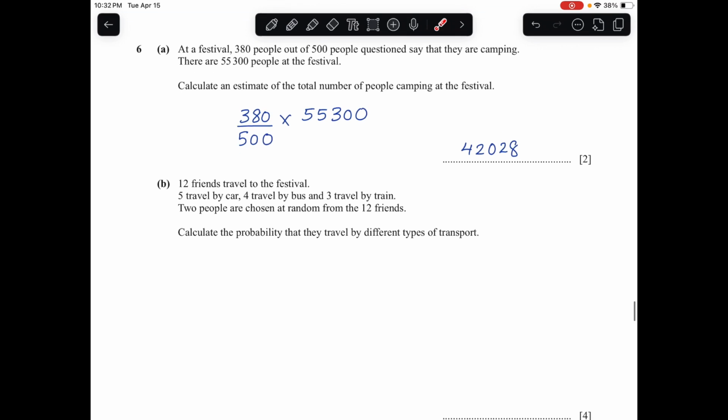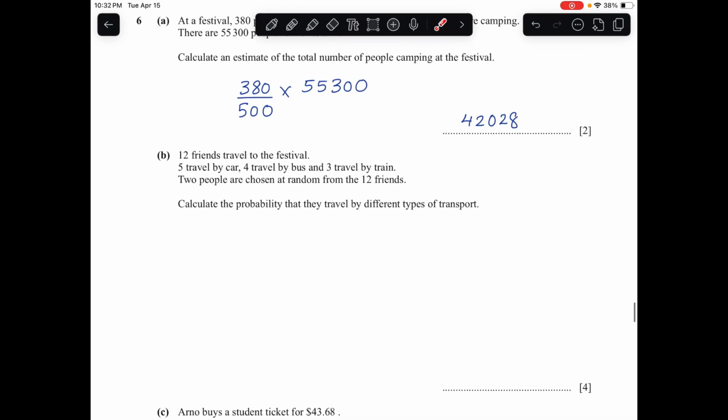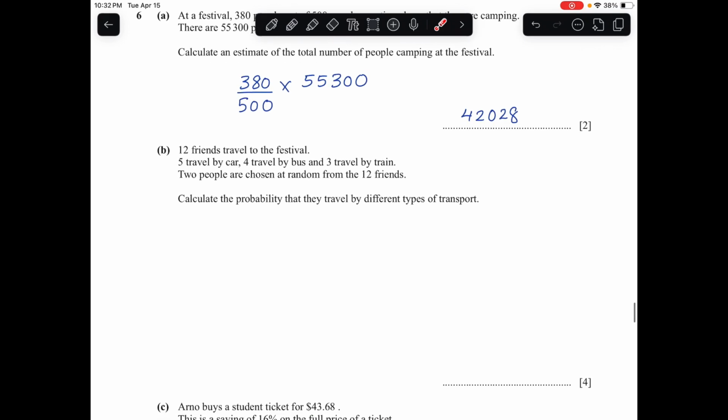Part B, 12 friends travel to the festival. 5 travel by the car, 4 travel by the bus, 3 travel by the train. 2 people are chosen at random from the 12 friends. Calculate the probability that they travel by different types of transport.